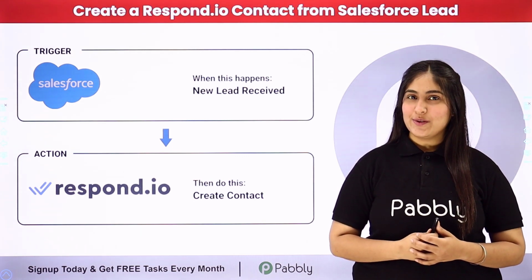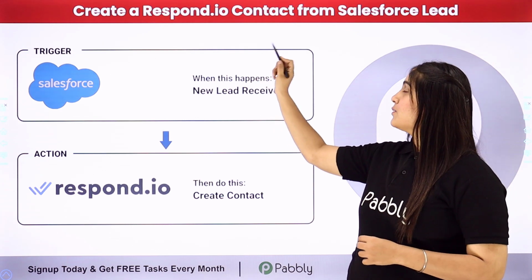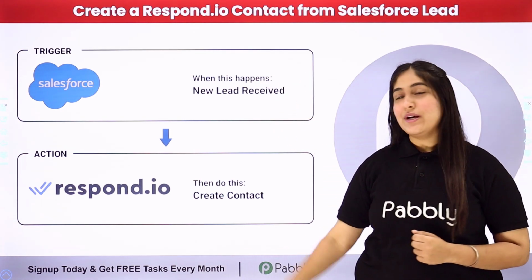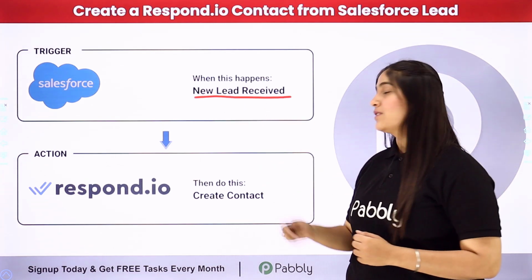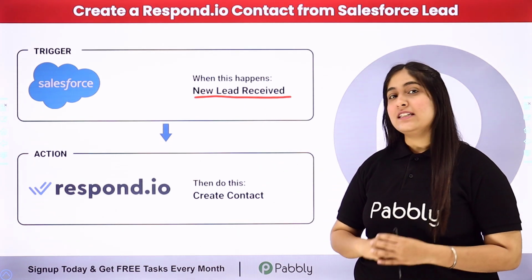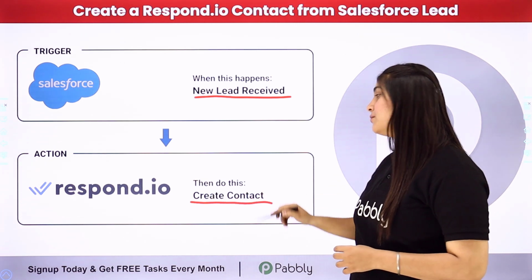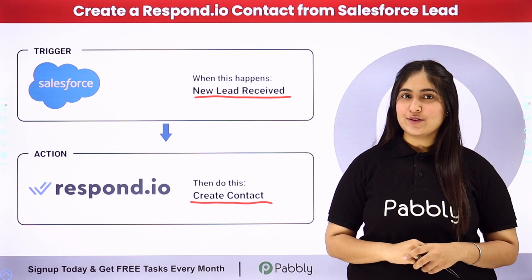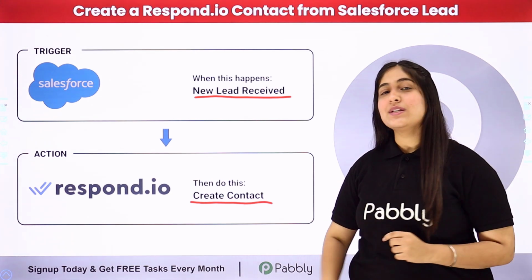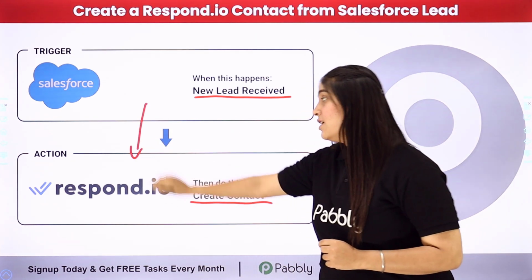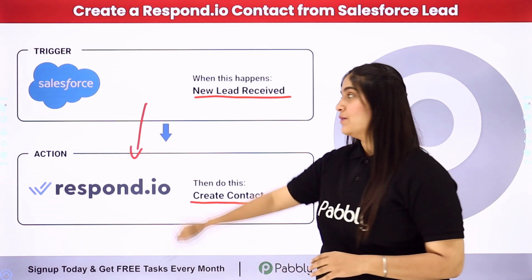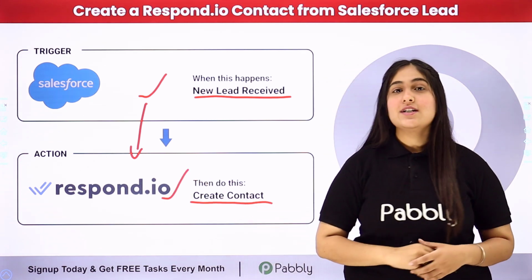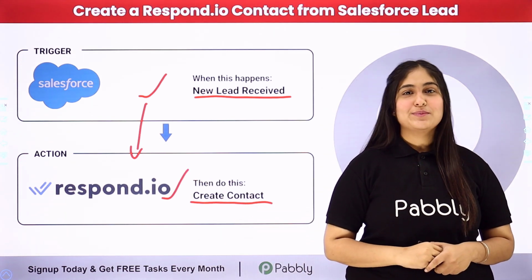So in this video we are going to learn how to create a respond.io contact from Salesforce lead. So here in this case I want whenever a new lead is received in my Salesforce account, automatically using that lead details, a new contact should be created in my respond.io account. So to automate this process, we will use an automation software named as Pabbly Connect, in which we need to connect our trigger and our action. So in this process, our trigger application will be Salesforce and our action application will be respond.io. So to learn this process step by step, let me take you to my screen.